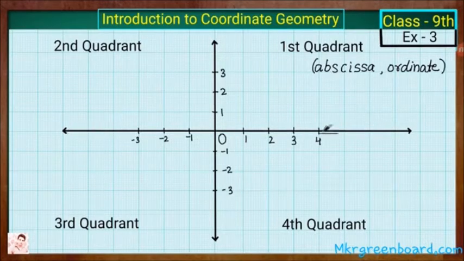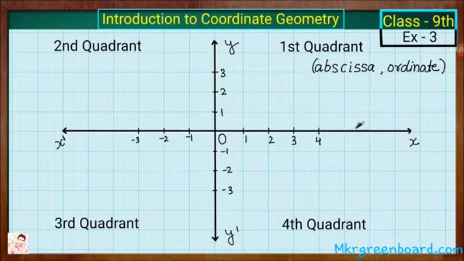The horizontal line has x and x dash, with x dash being the negative side. Then there is a vertical line, which has y and y dash. The horizontal and vertical lines form the center point. You can see that it is O, which means the origin. It is the meeting point of the x and y axes.